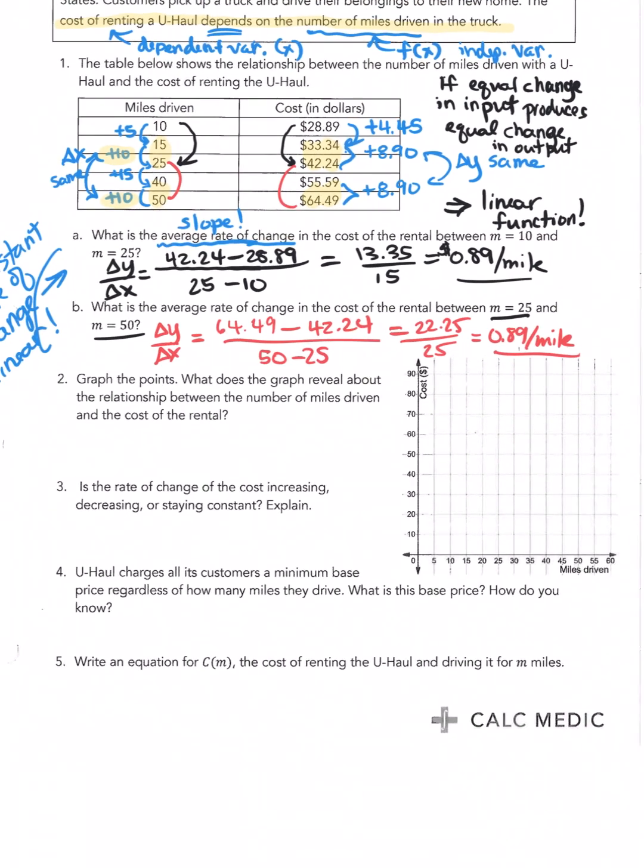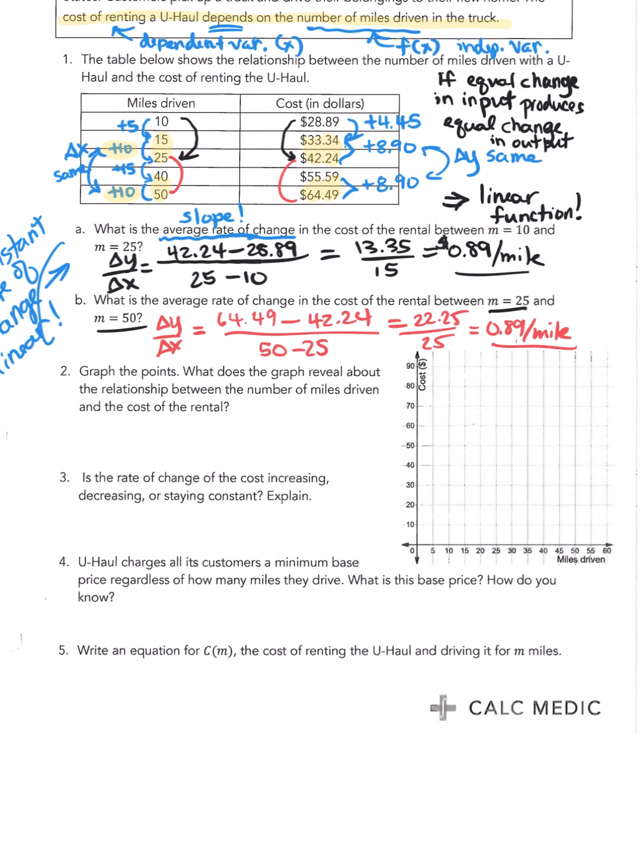So now it says graph the points. Okay, so let's graph the points. What does the graph reveal about the relationship? So one way we can tell if something is linear is we can look at its rate of change, average rate of change, and see if it's constant. The other way we can do it, of course, is to graph the points and the values, and see if we get a line. So at 10, we have 28.89. At 15, 33. So right about there. At 25, it's now at 42.